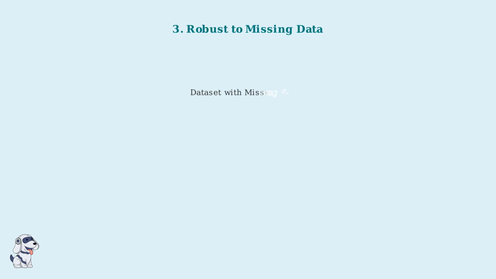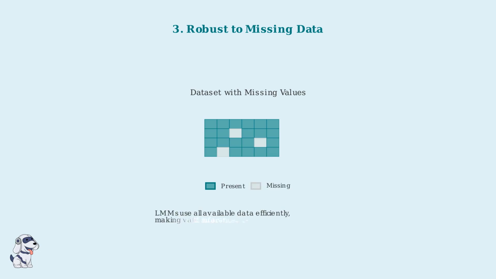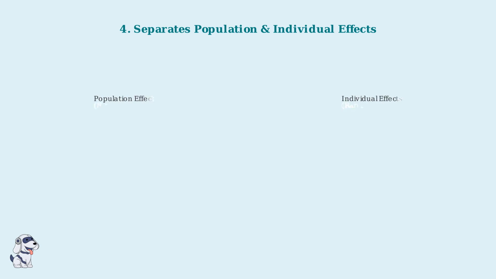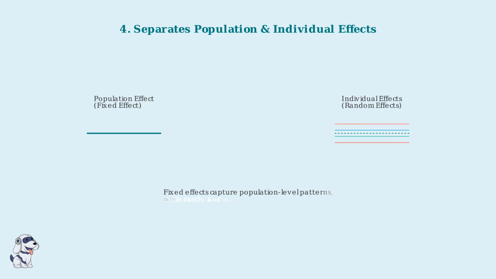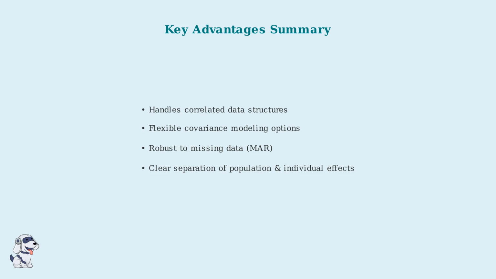The third advantage is robustness to missing data. Under missing at random assumptions, linear mixed models provide valid statistical inference even when some observations are missing. The fourth advantage is the clear separation of population and individual effects. This allows researchers to distinguish between overall trends that apply to everyone and individual variations specific to each subject or group. These four advantages make linear mixed models particularly suitable for analyzing complex real-world data with natural groupings, missing observations, and hierarchical structures. They provide a powerful framework for extracting meaningful insights from correlated data.